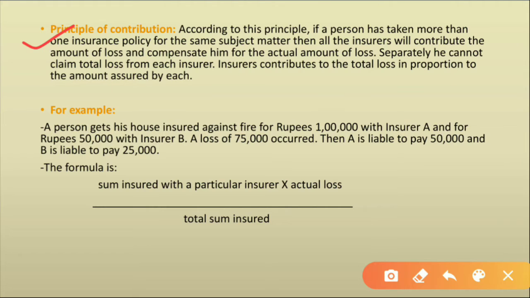Separately, he cannot claim total loss from each insurer. Insurers contribute to the total loss in proportion to the amount assured by each. Now this principle says that, see the explanation, see the example, you will understand it.